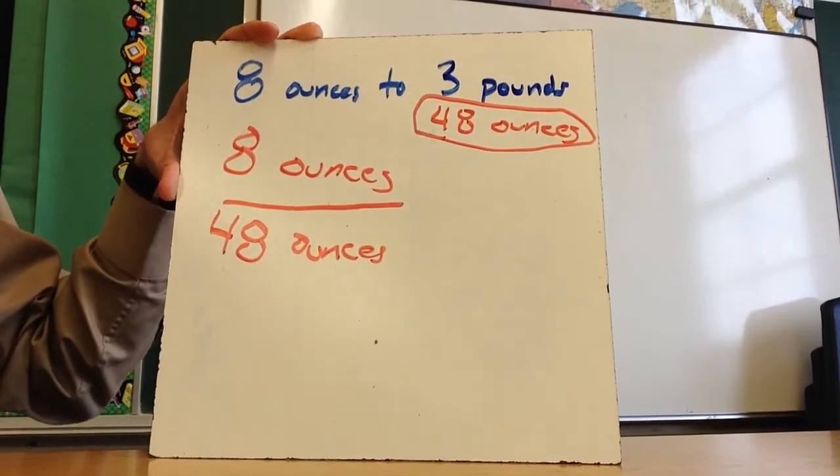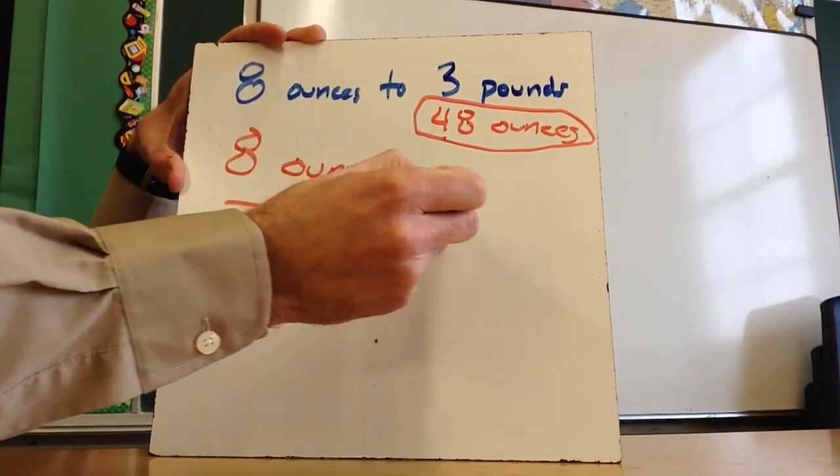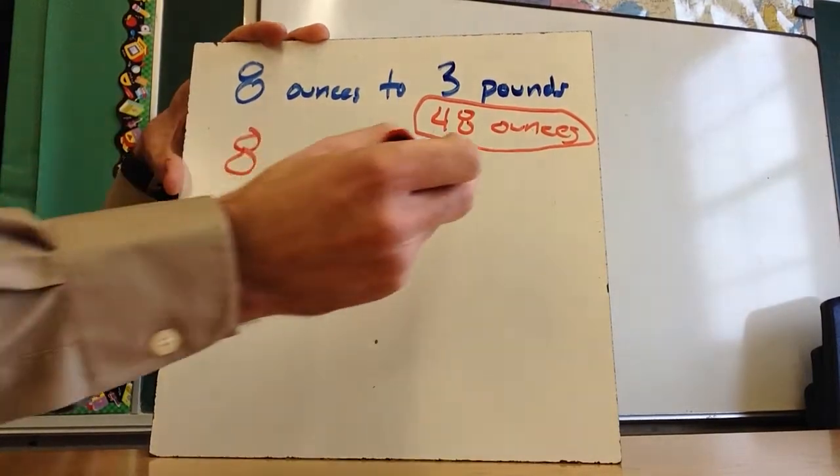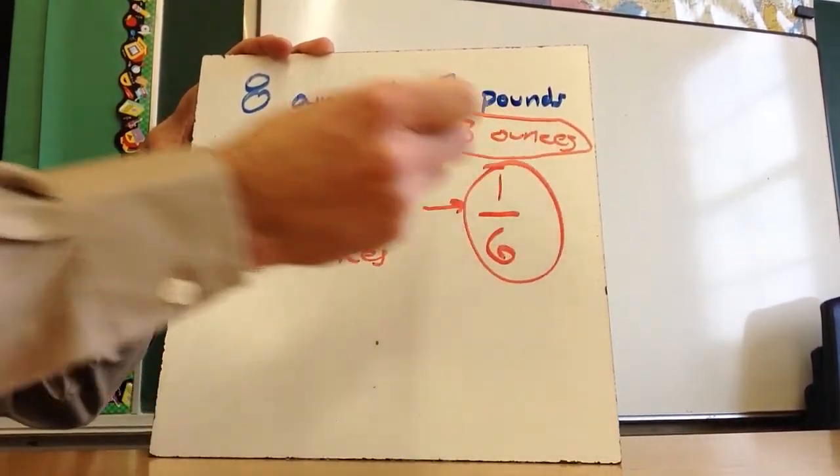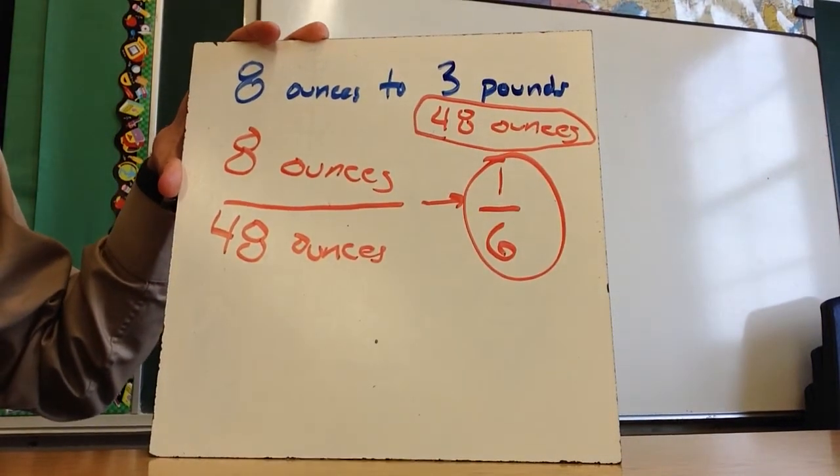Okay, so I'm now comparing ounces with ounces. I can then reduce, divide the top and the bottom by 8, and this becomes 1/6. And now you'll notice that both of them are in ounces.